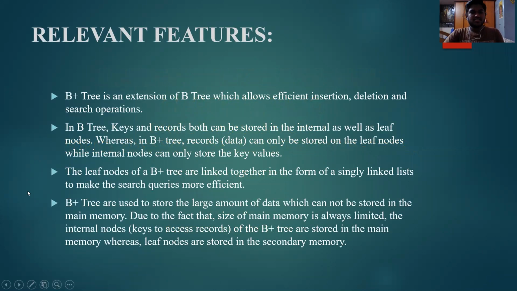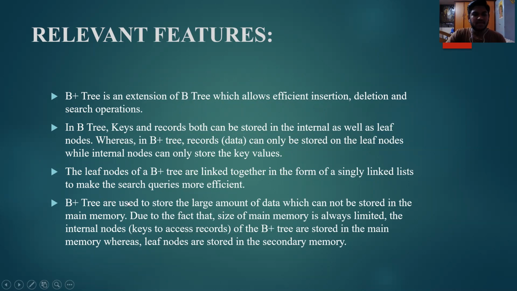B plus tree is an extension of the B tree which allows efficient insertion, deletion, and search operations. In a B tree, keys and records both can be stored in the internal as well as leaf nodes. Whereas in a B plus tree, records of data can only be stored on the leaf nodes, while internal nodes can only store the key values. The leaf nodes of a B plus tree are linked together in the form of a singly linked list to make the search queries much more efficient.